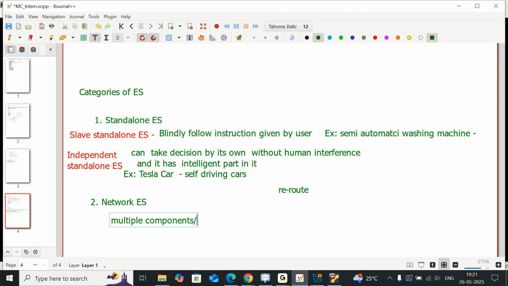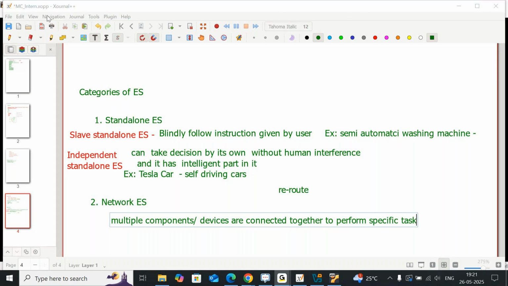Devices are connected together to perform a specific task. That is called a network embedded system. So can you give some examples of network embedded systems? Those systems which make use of the internet, that can be connected, exactly. Connected to the network.